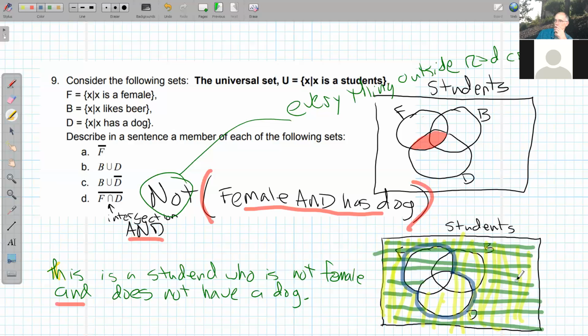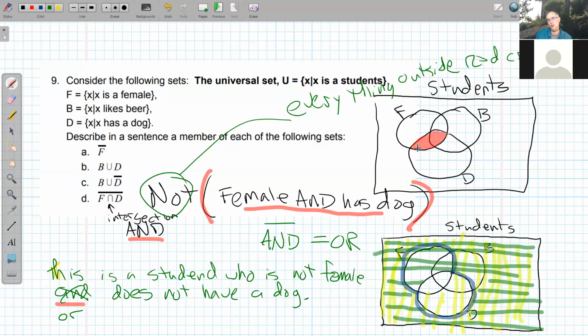Okay, so let's see. We got a modification here. So it's or instead of and. Yes, that's an excellent observation, Jimmy. It turns out when you negate female, not female is a great negation. Has a dog, the negation is does not have a dog. It turns out and has a negation, and the negation of and is or. So this sentence would be correct if you put an or there.